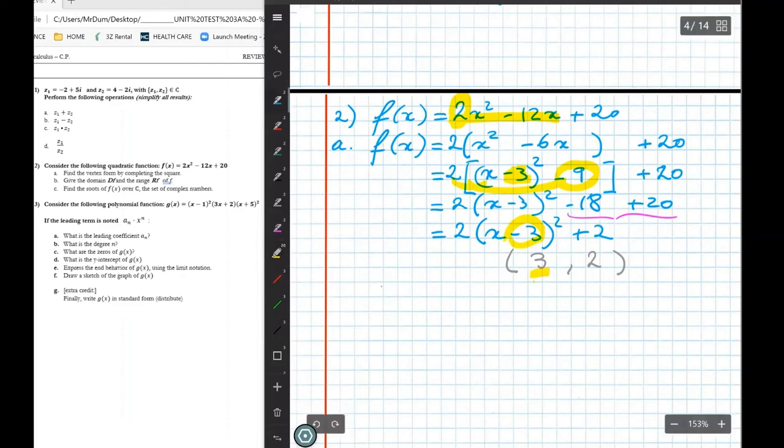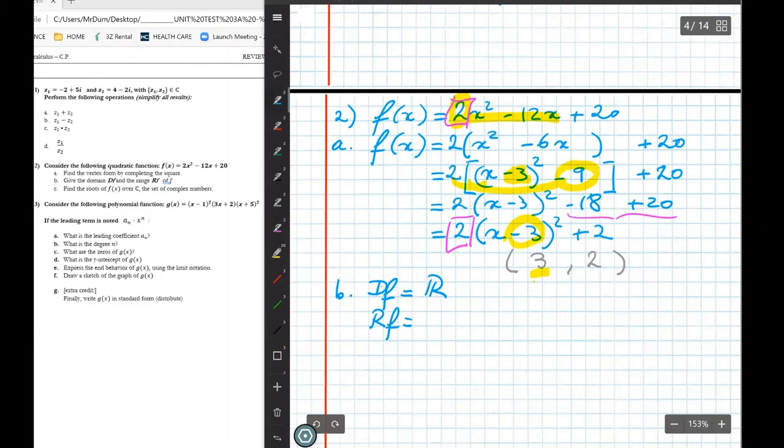All right. B, you are asked to find the domain of f. For the domain, it's easy. It's always going to be all real numbers. For the range, here you might want to make sure that you sketch the graph, and you're going to focus on a, which is 2.